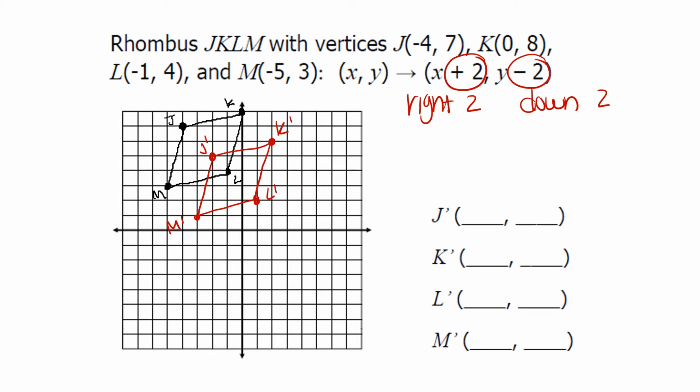Our last step is to write down our new coordinate prime points. J is now at -2, 5. K is at 2, 6. L is at 1, 2. And M is at -3, 1.